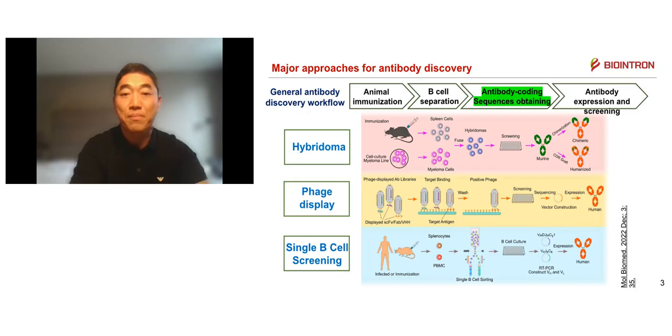This is why we need solutions like hybridoma, phage display or single B-cell screening. For hybridoma, people fuse the primary spleen cells with myeloma cells to make these cells immortal. By doing so, they keep these cells, and then they have a wide window to get the antibody coding sequences.